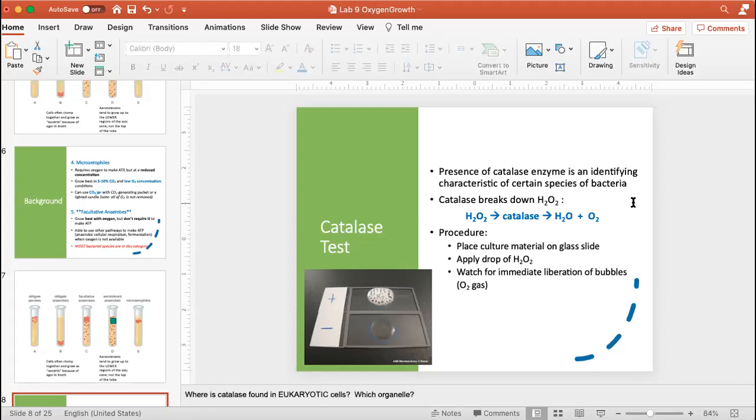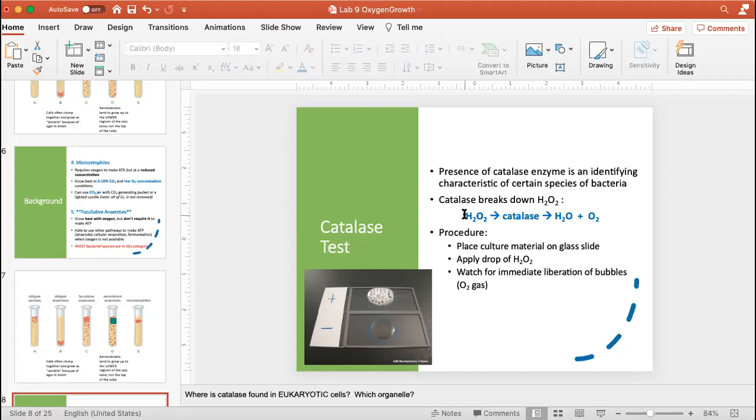So they don't have a need to break down the byproducts of oxygen. Now, what catalase does very specifically is it takes the hydrogen peroxide molecule, that's H2O2, and it breaks it into water and oxygen gas. So it's detoxifying hydrogen peroxide. This is one of the easiest tests to perform in the microbiology lab. Very, very quick, very easy, very inexpensive.